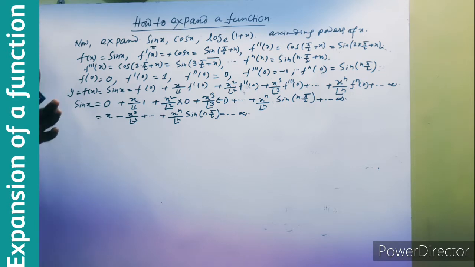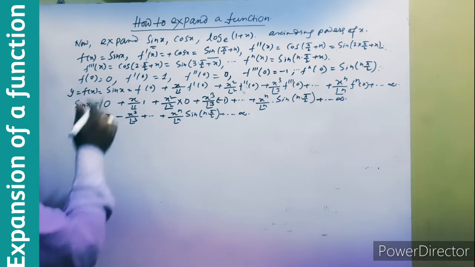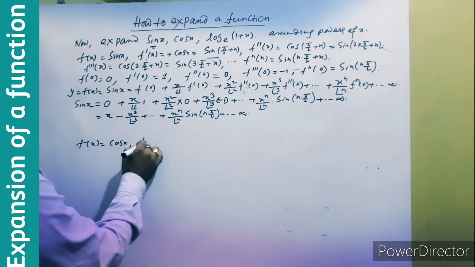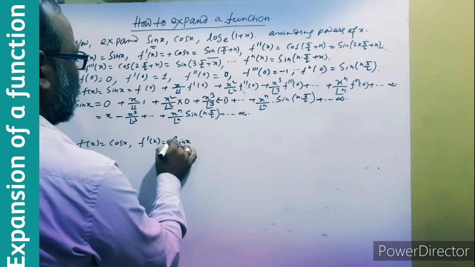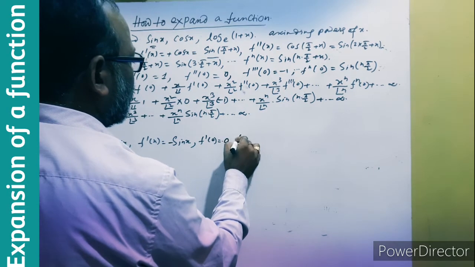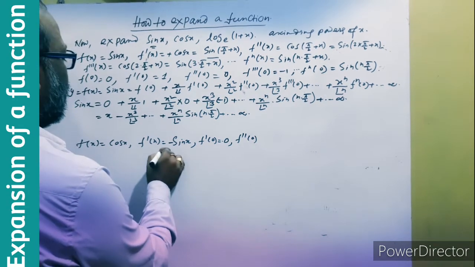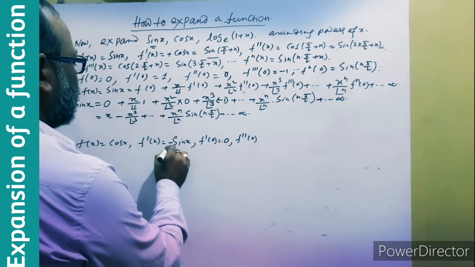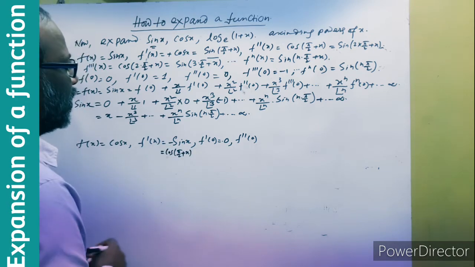Actually, this expansion only expands to an infinite series, not a finite one. So f of x is cos x. Differentiating, we get minus sin x, and at 0 this is 0. Differentiating again, it can be expressed in a general form as cos of pi by 2 plus x, and then you get minus sin x.